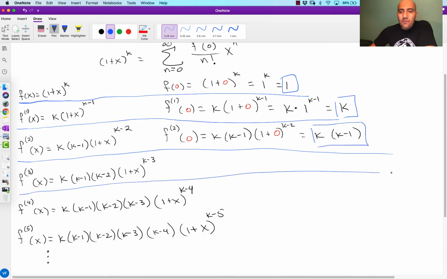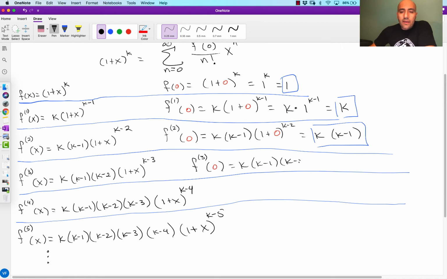And I think we have enough established to start skipping a little bit of work here and start seeing what the pattern is going to be. So if we skip on over to the third derivative, evaluated at 0, I can see that this part is going to go away, right? All the terms that have a 1 plus 0 to the power of something are just going to become 1. So this one is just going to end up being the part in front involving the k, all the factors that involve a k. So this one's going to be k times k minus 1 times k minus 2.